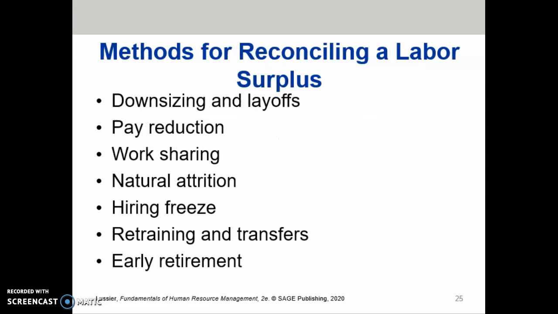So if we don't want to have a shortage or surplus, which both negatively affect the organization's performance. These are some things to do if you have a surplus. You could downsize, pay reductions, that's very demotivating. Work sharing, where you split up hours. Natural attrition is where you don't refill vacated positions. So as soon as someone leaves, just don't refill the position.